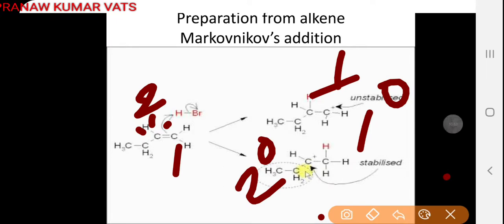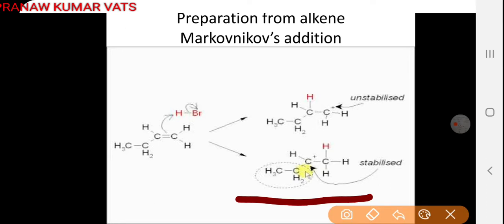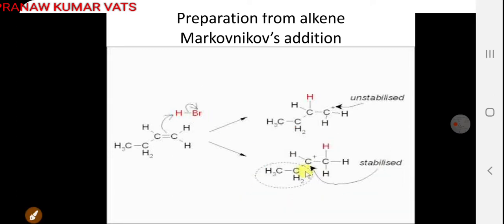In both the cases, when H plus goes to carbon number 1, you will see that there will be generation of this carbocation. When this H plus goes to carbon number 2, it will result in generation of this carbocation, meaning a 1 degree carbocation. We all know that a 2 degree carbocation is far more stable than a 1 degree carbocation. So this product will be in major amount. When it is in major amount, obviously the Br minus will attack this carbon atom, and when Br minus attacks this carbon atom, we will have this as a major product.